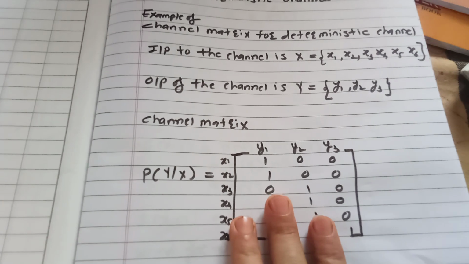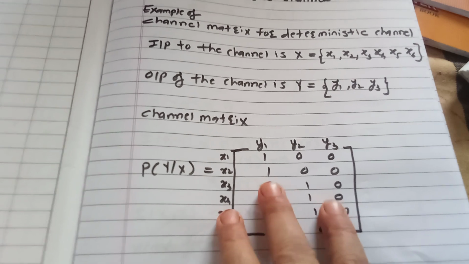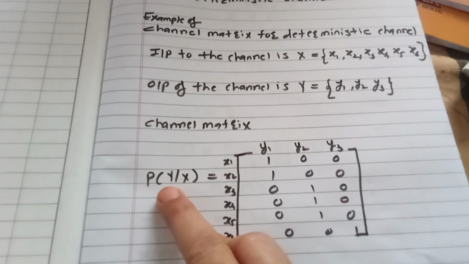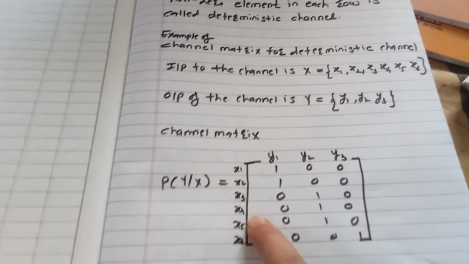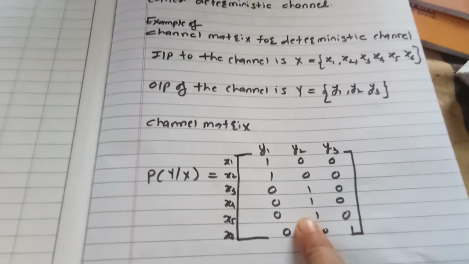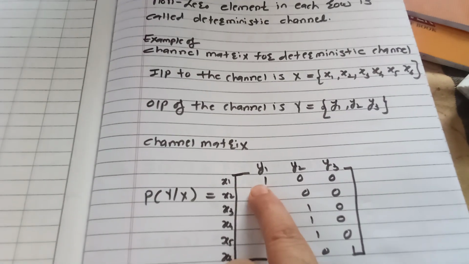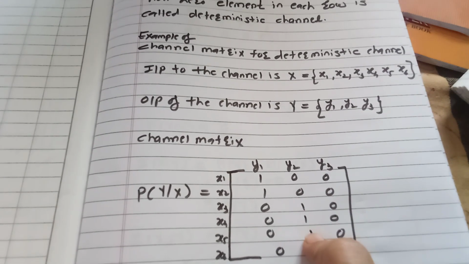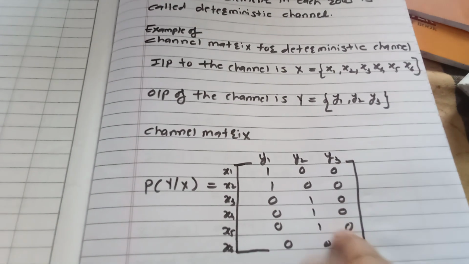Now if you observe this channel matrix, you can write that the entropy H(Y given X) is equal to 0, because in the entropy of Y given X, all these probabilities will be there. You know the formula for the entropy, that is p log 1 by p. So here the probabilities are 1, 0, 1, 0, 0. The probabilities are either 1 or 0. So here H(Y given X) is equal to 0. That is an important point.